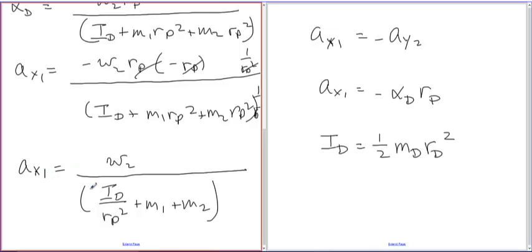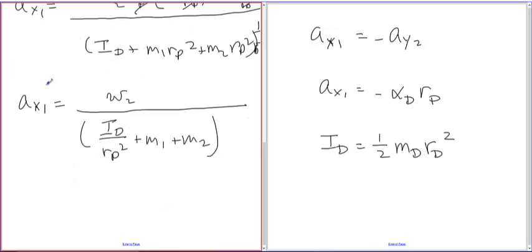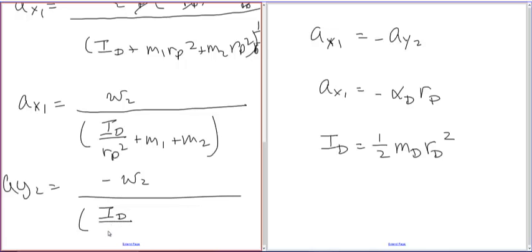And then to find a sub y2, you just change the sign. It's negative, so it's going to be negative W2 divided by the moment of inertia of the disk divided by the radius of the pulley squared plus m1 plus m2. So you can see I've got all three of them. Again, this was the one that I came up with in class. Because what's driving this whole thing is the weight. If you didn't have the weight, nothing would happen. It would just sit there.